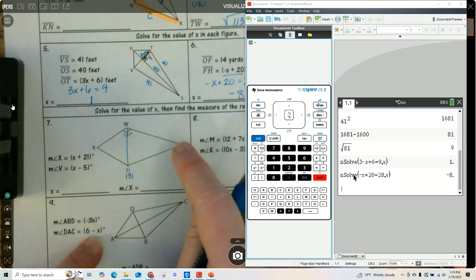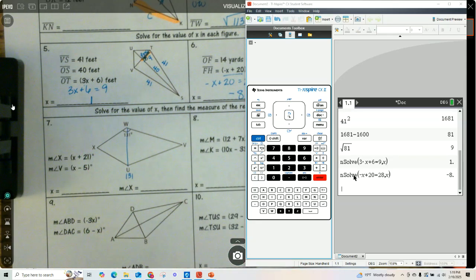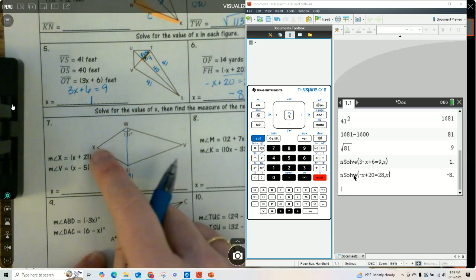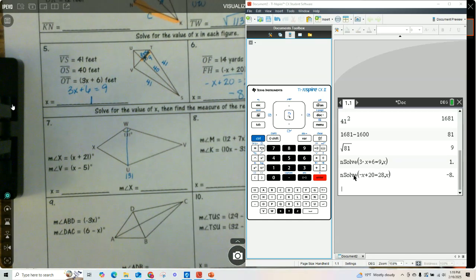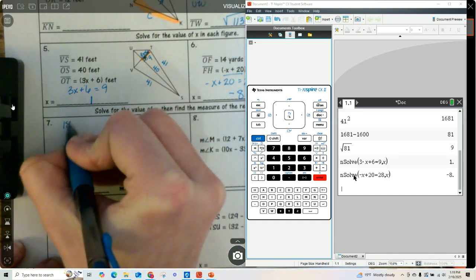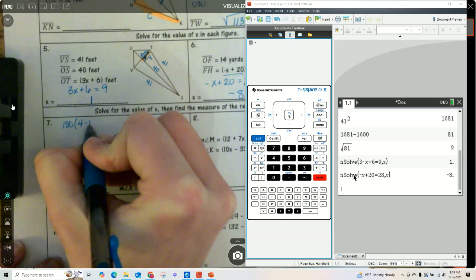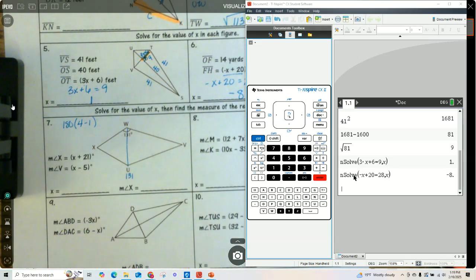All four angles in that kite, what would they add up to? How many corners does a kite have? How many sides does a kite have? 4. So 180 times 4 minus 1, which is times 3.